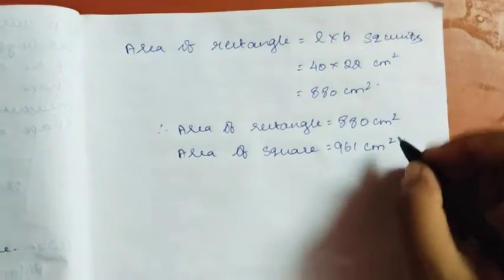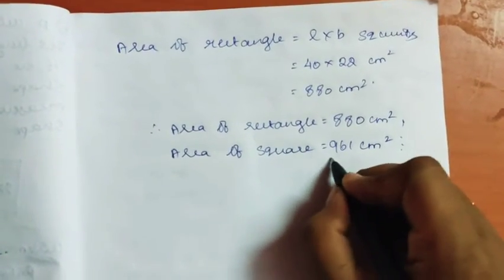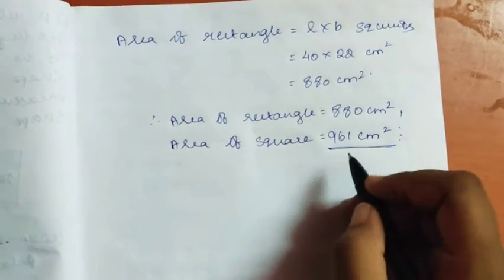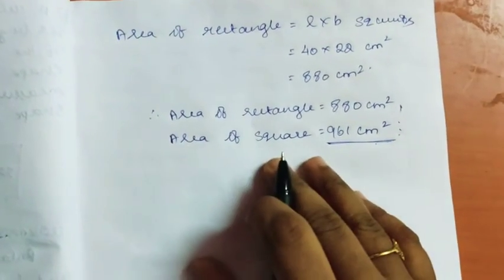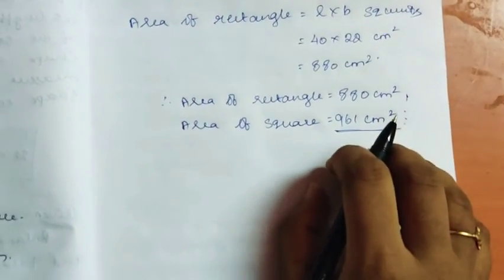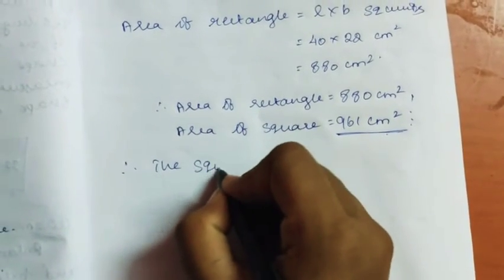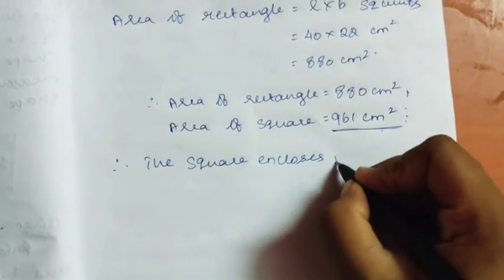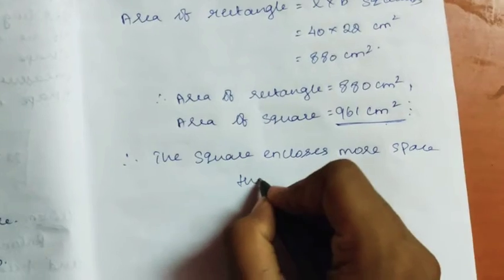centimeter square. When we compare both these areas, we get the area of the square as more. The space consumed by the square is 961 centimeter square, which means the square possesses more area. So therefore the square encloses more space than the rectangle.